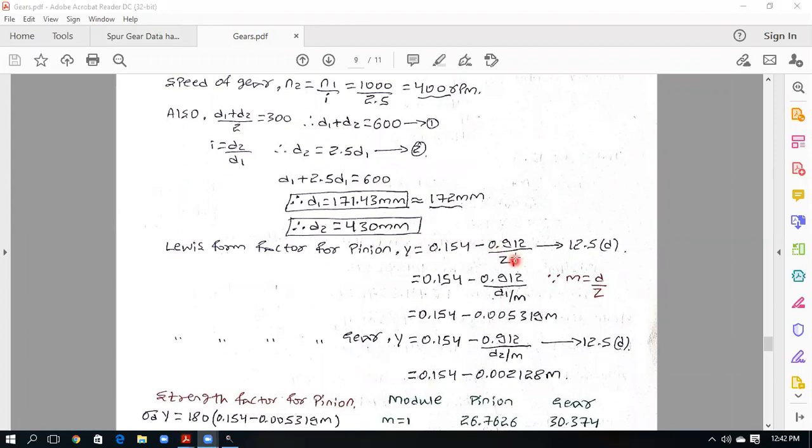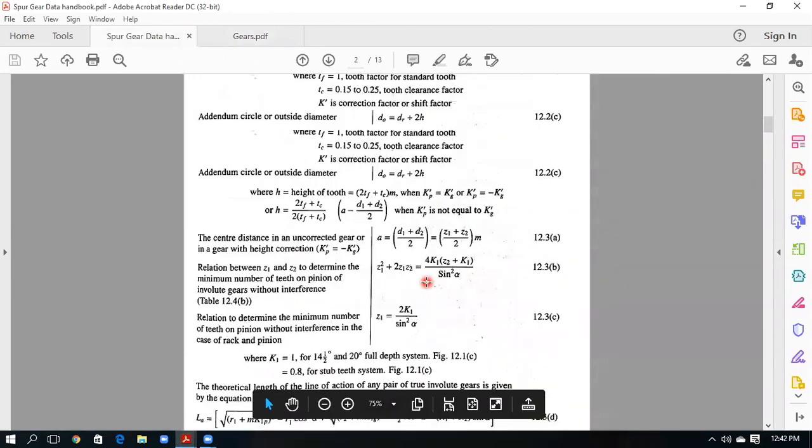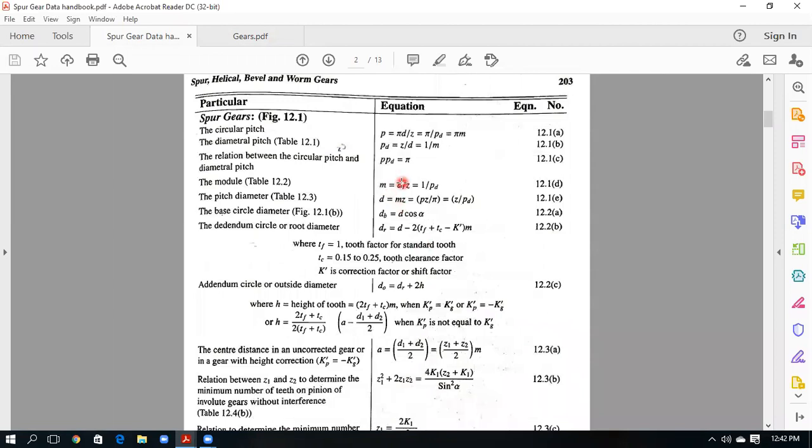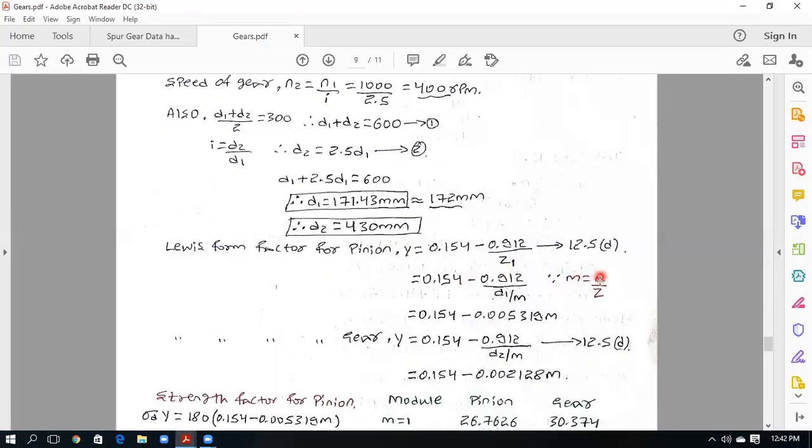After taking that, in this case, you can see that z1 is not known. The number of teeth on the pinion is not given. The number of teeth on the gear is also not given. But from the module formula, if you see the data handbook, the formula for the module is given. We know that module is d by z. You can use this formula. Therefore, z is equal to d by m.